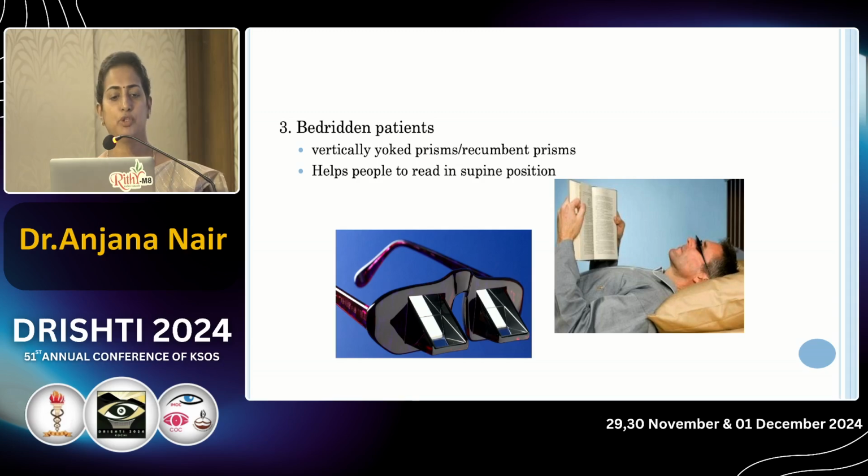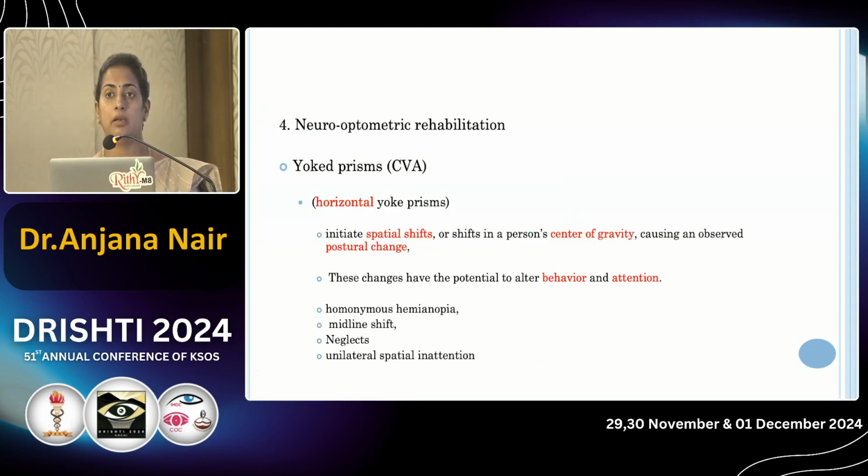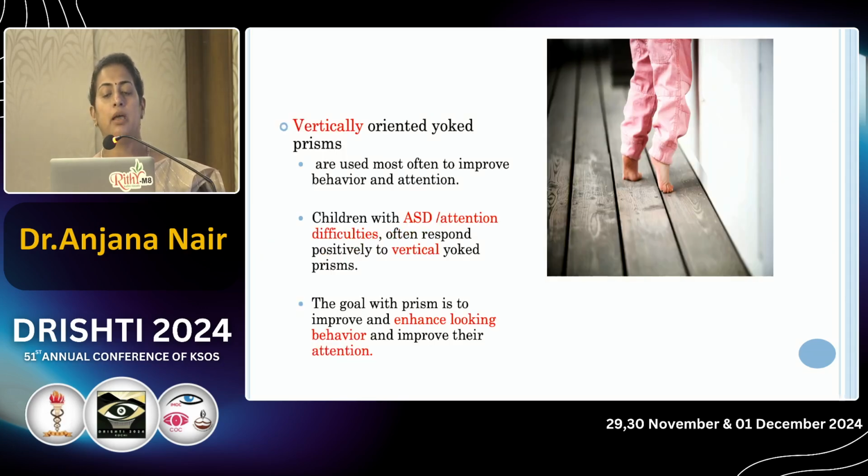in their supine position. In rehabilitation of stroke patients, or CVA, you can use horizontally yoked prism. The patient may have visual neglect or visual inattention to the affected side, so their posture may be affected. Giving horizontally yoked prism may help to correct their posture and midline shift. In children with autism or with attention difficulties, children may present with toe walking, hand flapping, etc.